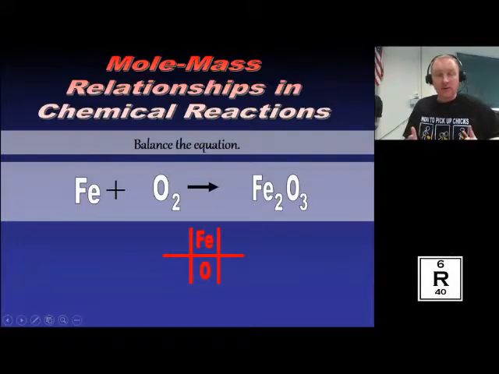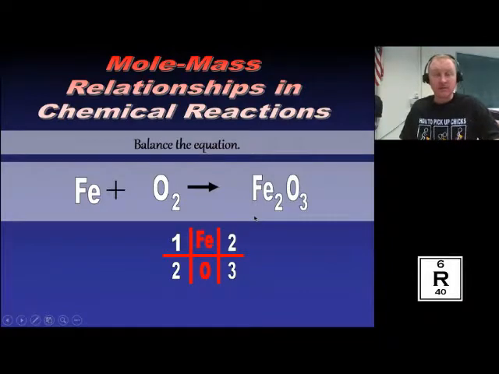Okay. The first thing I do when I balance equations is I list all of the atoms that are in the equation. I've got iron and I've got oxygen, and then the second thing I do is I'm going to count them. I've got 1 iron, 2 oxygens, 2 irons on this side, and 3 oxygens on this side. I'm going to try to balance these one at a time until the whole thing's balanced.